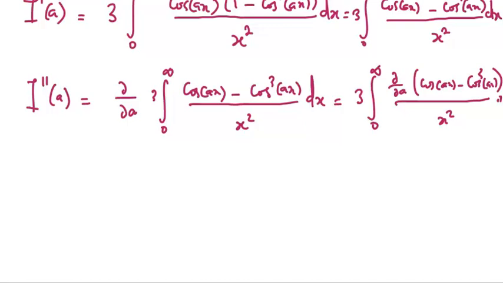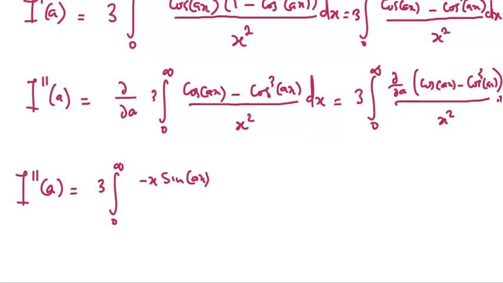So now, finding the derivative, we have I double prime of a is going to be equal to 3 times the integral from 0 to infinity. The cosine of ax, if we find the derivative with respect to a, gives negative x sine of ax. That's cool.